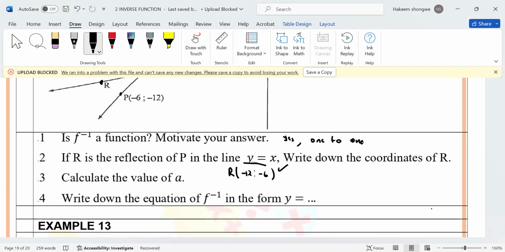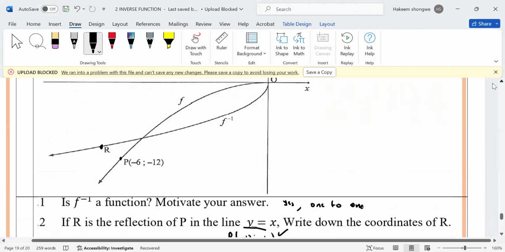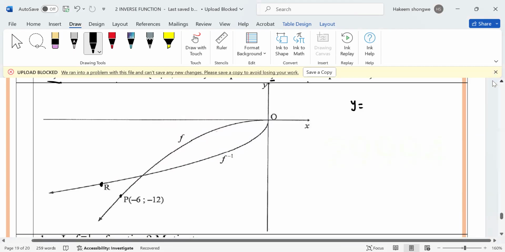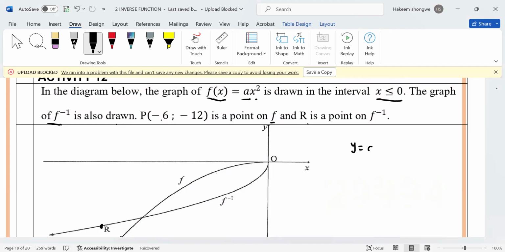Calculate the value of a. Now, what does the equation say? It says y is going to be equal to ax squared. Now, which point are you going to use here? Are you going to use point P or point R? You're going to use point P again.